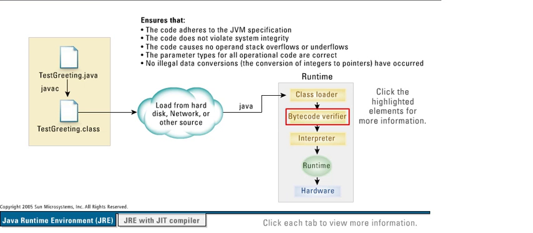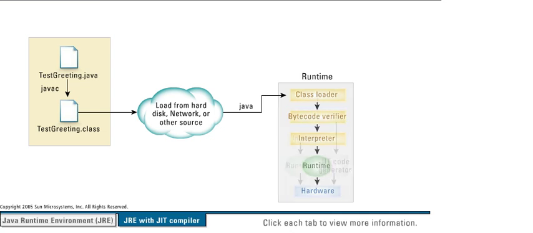Then, after the bytecode has been verified by the bytecode verifier, it moves to the interpreter. It is the interpreter's job to interpret that bytecode into the appropriate operating system commands and pass that over to the runtime environment, which then executes that on the hardware. So that is the basic steps of how our Java source code gets compiled and then executed on a specific platform. Now go ahead and click the JRE with JIT compiler.